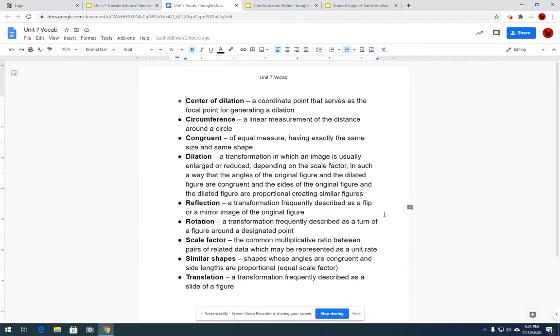Hey guys, all right, so we're moving on to a new unit today. We're going to be going over Unit 7 now. Unit 7 is over transformations. Okay, transformations. Transformations are ways that we move shapes. We're moving into kind of more geometry now.